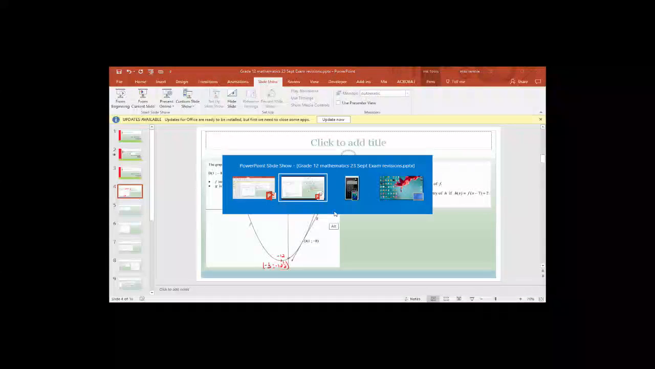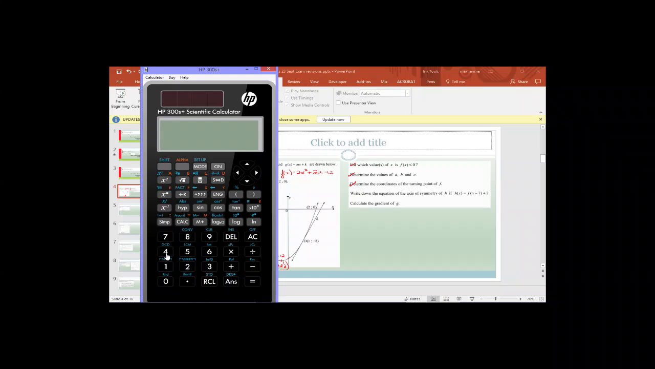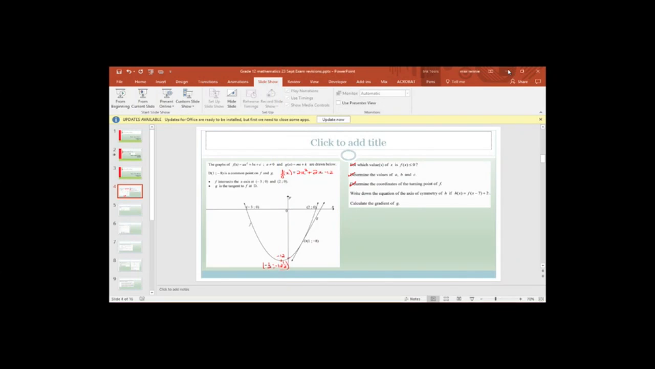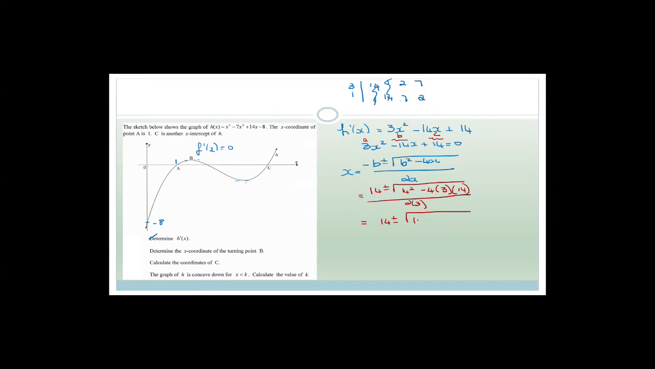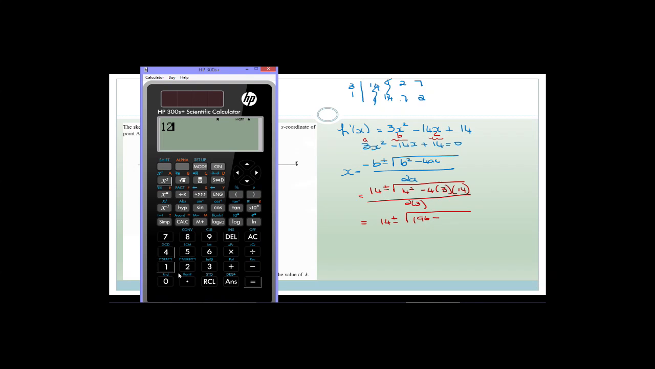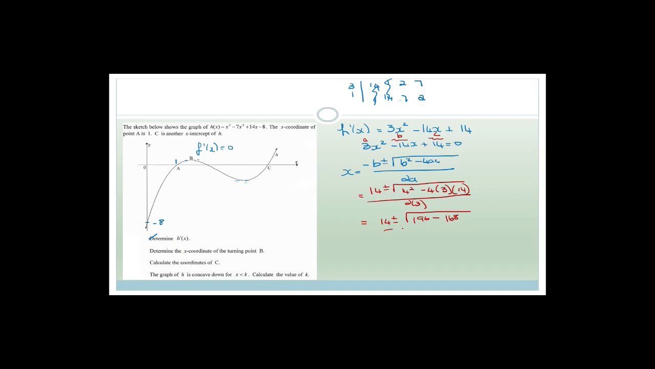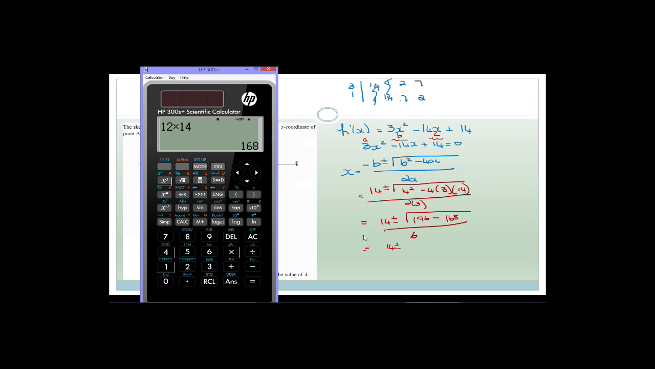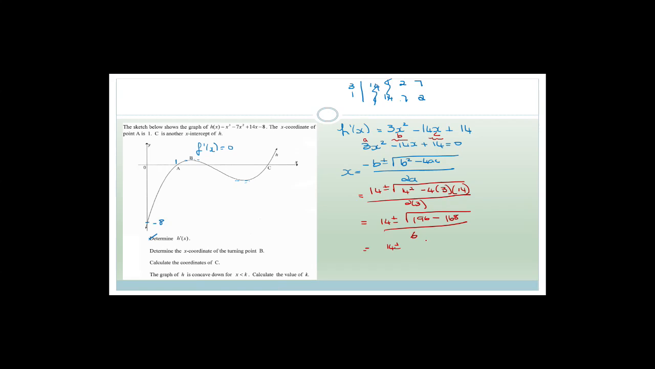Let's have a look. 14 squared equals 196. So we've got 196 minus 12 times 14, 12 times 14 equals 168, all divided by 6. Okay, so this becomes 14 plus or minus, and let's get that out. It is 196 minus 168 equals square root of 28 over 6.